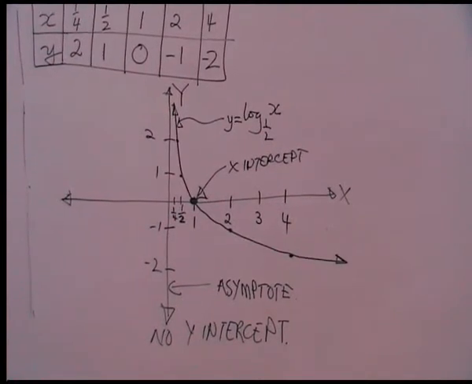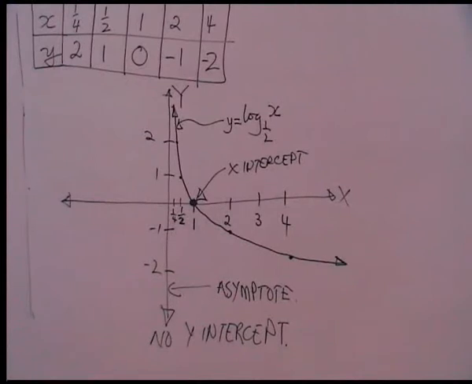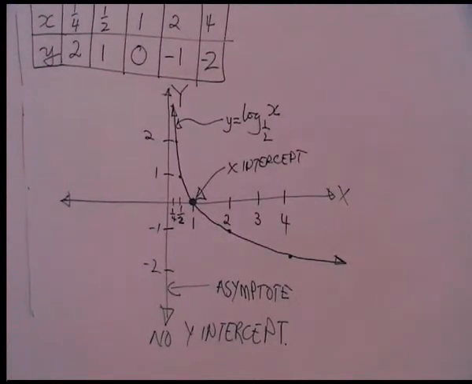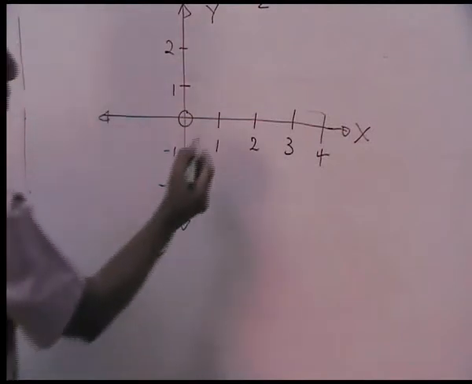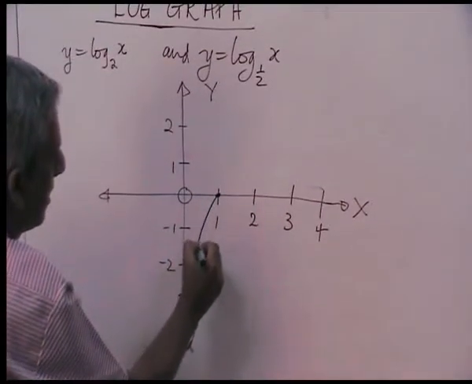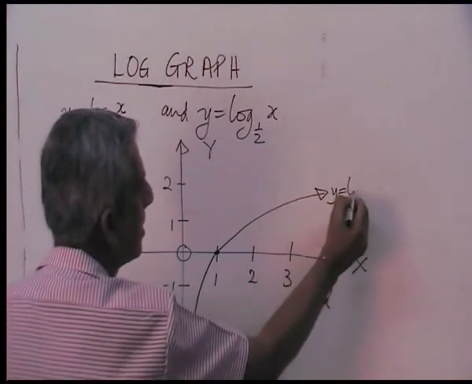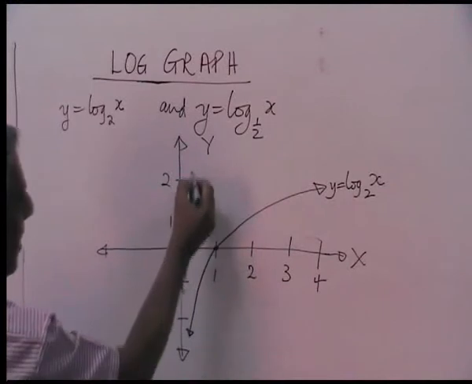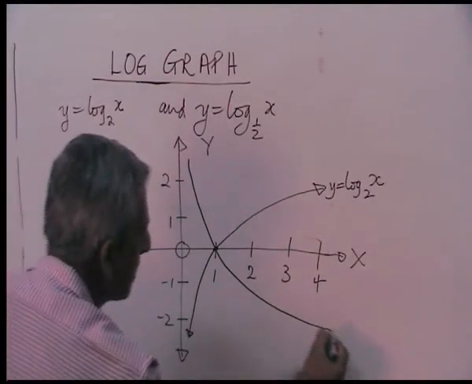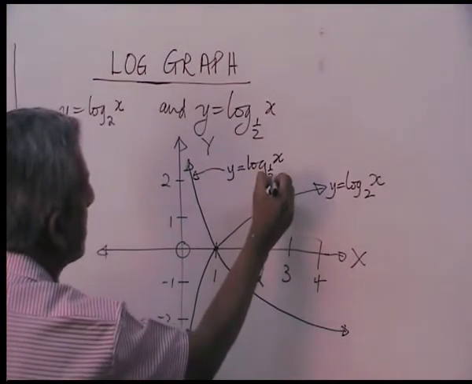On the next graph I'll draw the two graphs roughly to show you how it looks when the base is a fraction and how it looks when the base is a whole number. Just to give you a comparison, I'm going to draw the two graphs on the same system of axes. If you draw the graph of y is equal to log of x to the base 2, it'll pass through here, come down here, and go up that way. If you draw the second one, the shape is like this. It goes this way, down here, out this way. And that's the graph of y is equal to log of x to the base half.